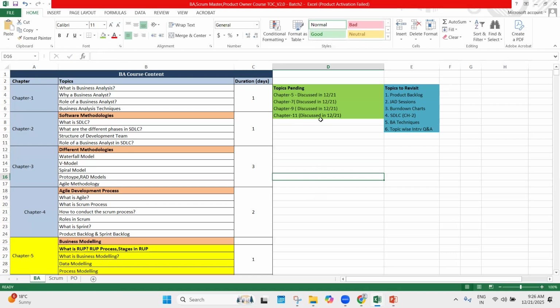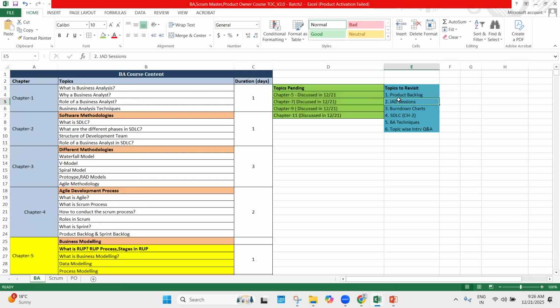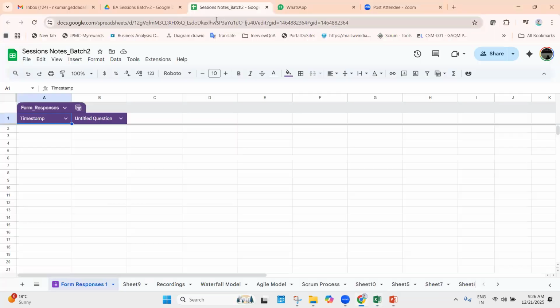So I hope today we have covered all our pending session topics, and here we are left with the topics that we need to revisit. We have the product backlog, which won't take much time because we already have it in our session notes. I think it's in the agile model.